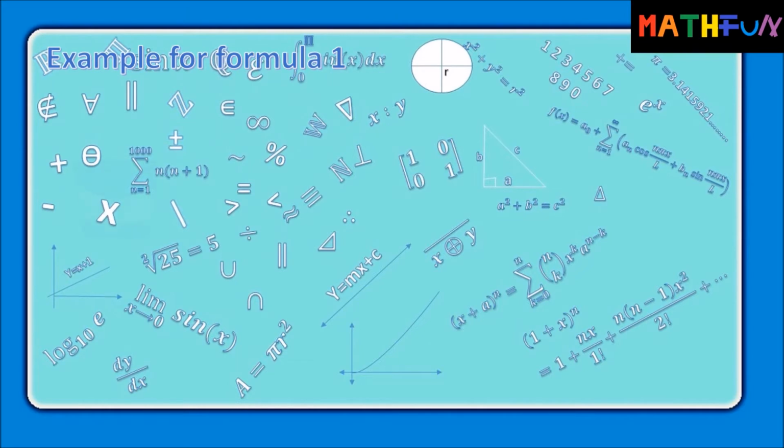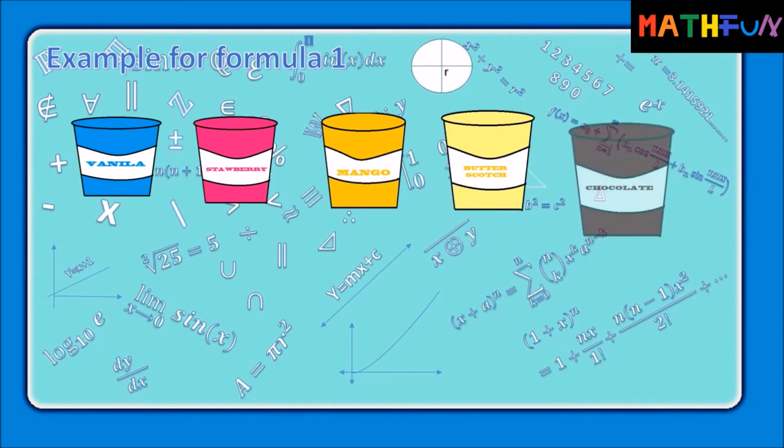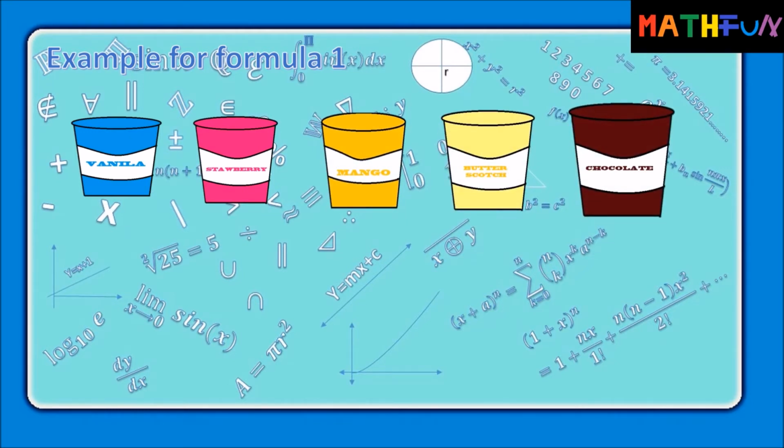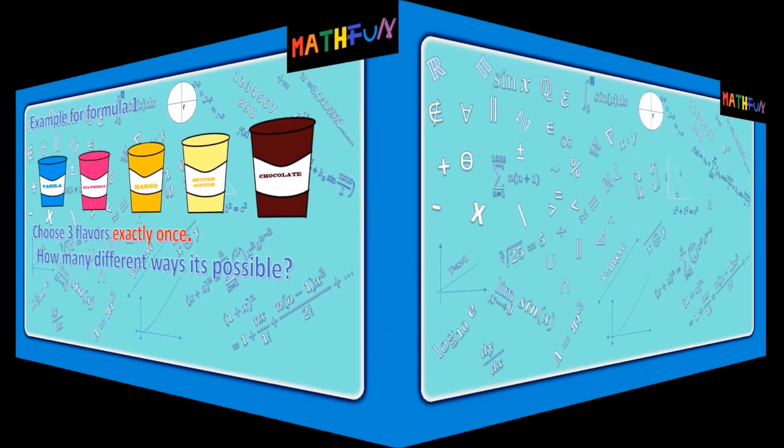An example for formula 1. Consider having 5 ice cream flavors like this. And you need to choose 3 from these 5. And the 3 should be chosen exactly once. In how many different ways is this possible?